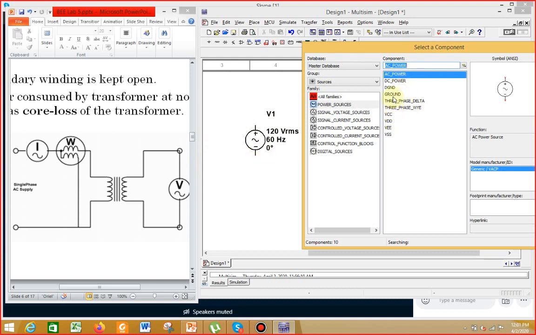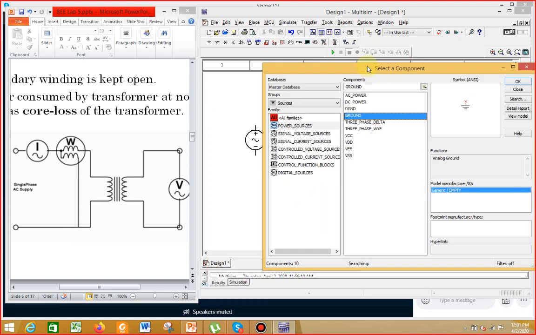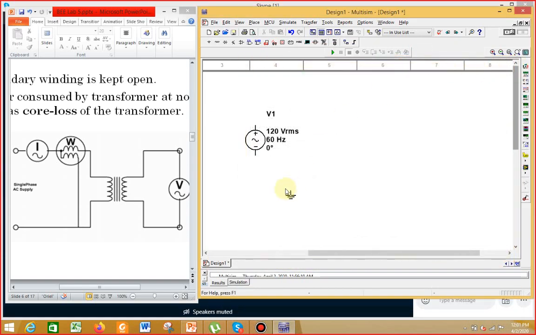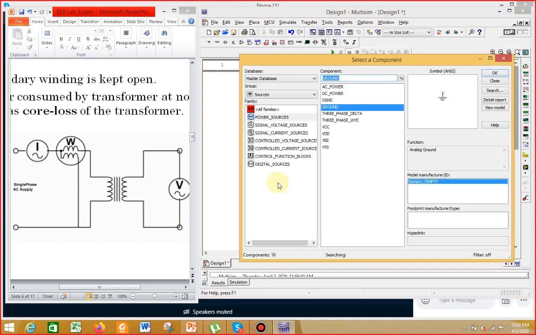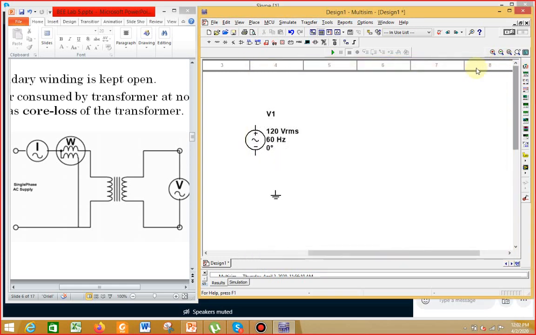Next we also need a ground. So click on ground, click on OK, and here you go. So we have placed our power source and we have also placed a ground over here. Next we need a few multimeters.